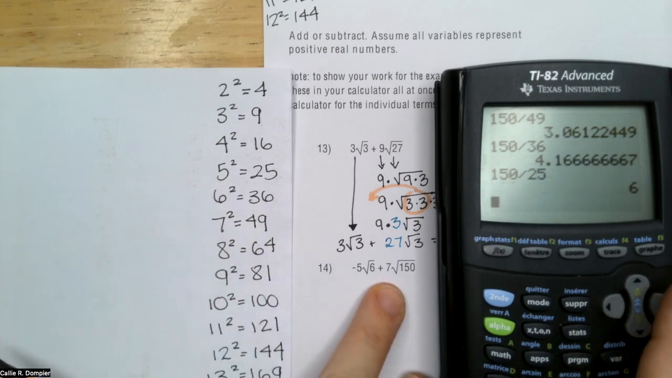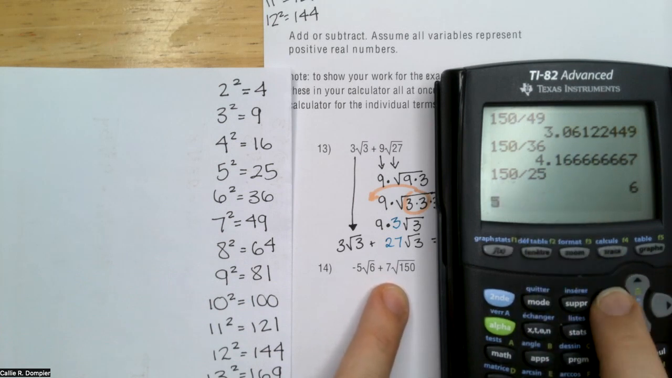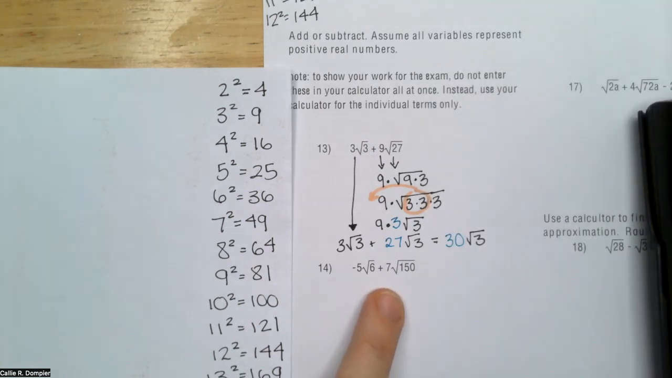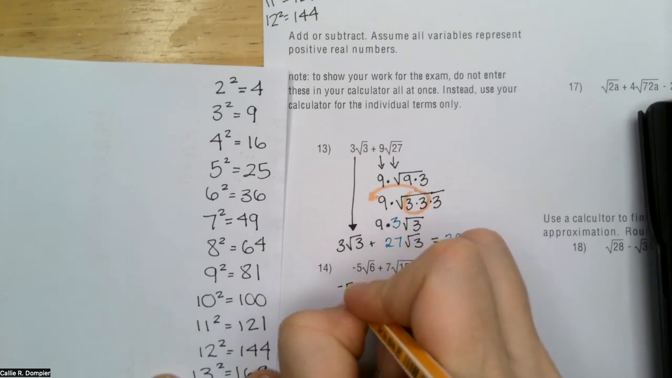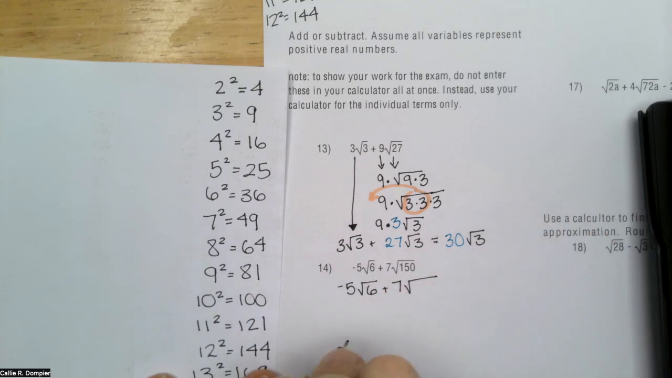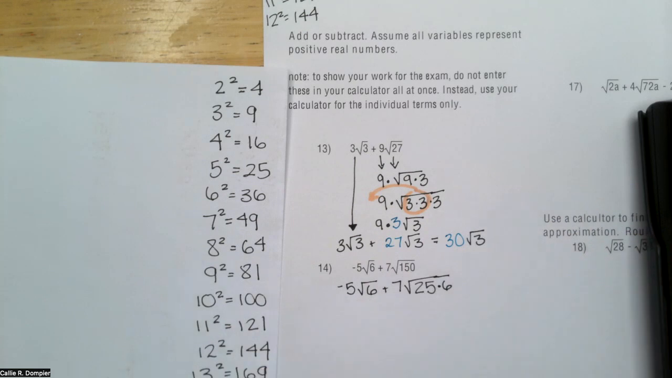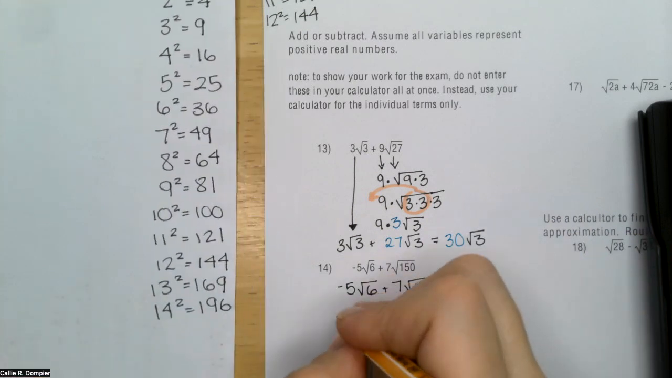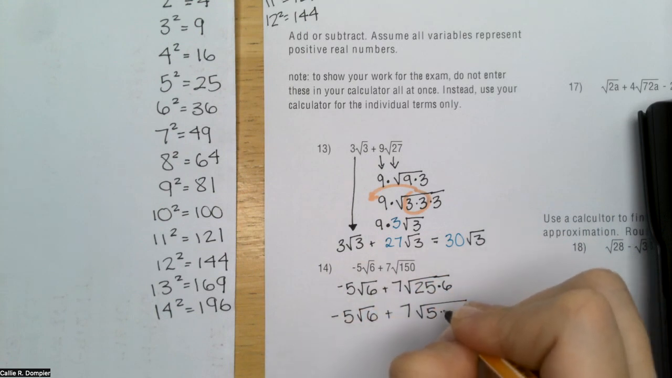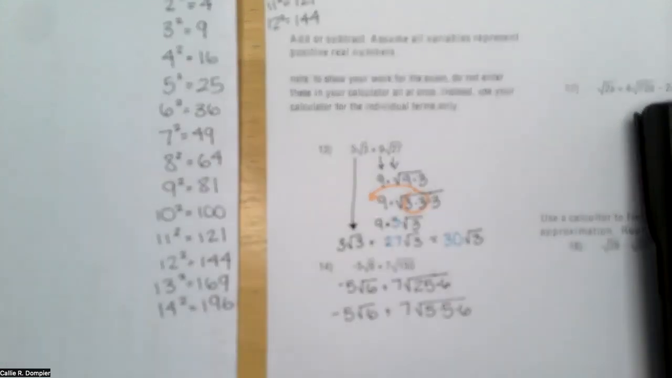So I'm going to take that 7 times the square root of 150 and call it 7 times the square root of 25 times 6. Good. This stays the same. I don't even need to write it. Plus 7 square root of 25 times 6. Remember, we're doing that because 25 is 5 times 5, and then I can take it out. You're welcome to skip this step if you know that already.